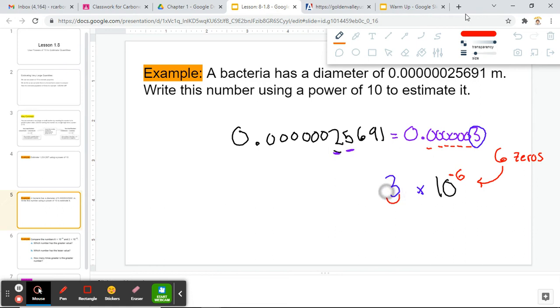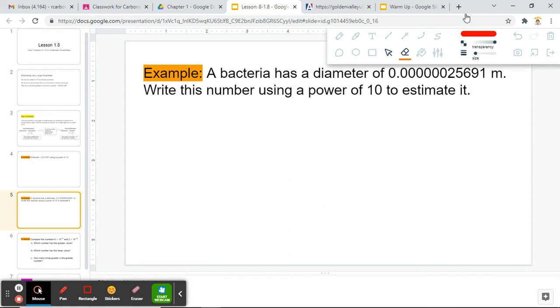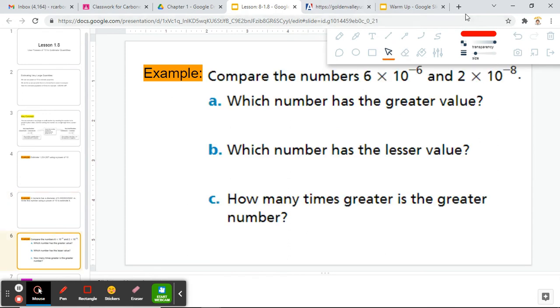Because if we were to multiply this, then we would move this decimal place 6 spots to the left, and we would get 0.000003. Alrighty, so let's do one more example here. We want to compare the numbers 6 times 10 to the negative 6 and 2 times 10 to the negative 8.